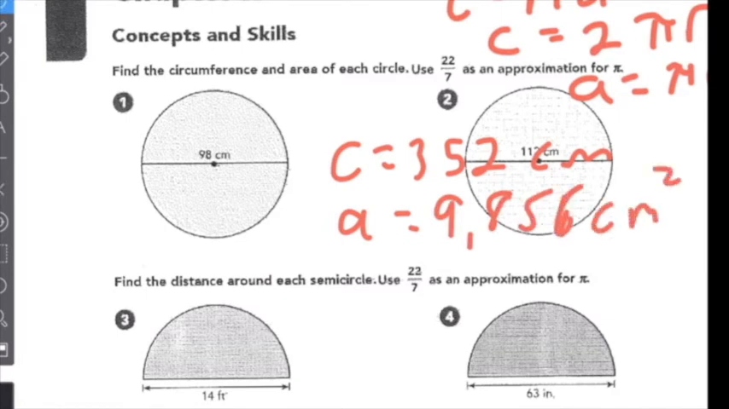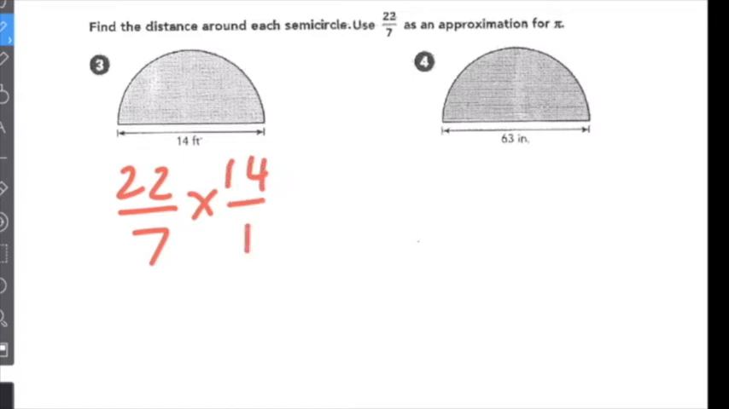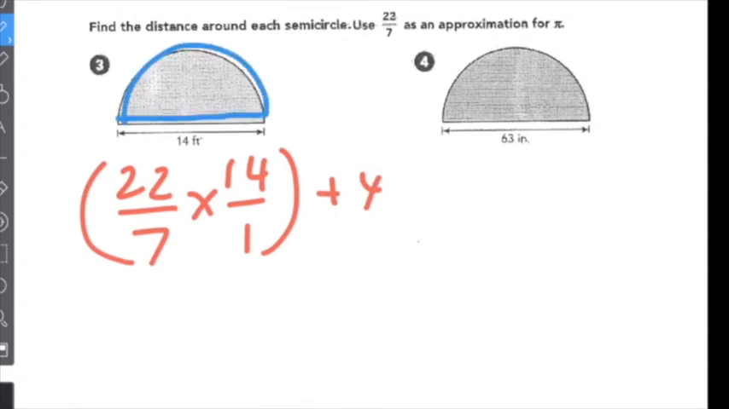Okay, so the next two, we're going to find the distance around. Distance around is going to be circumference, but it's a semicircle, so we're going to have to divide by 2. So this one's going to be 22 over 7 times 14 over 1, and then we're going to add 14 because if you're walking around, you're going this way, which is 14 feet, and then you need the arc. And we need to divide this whole thing by 2.